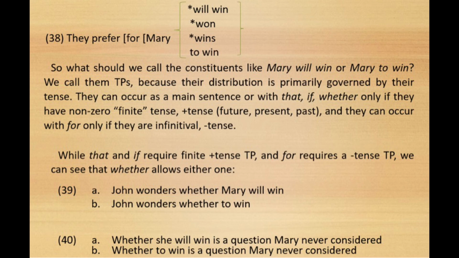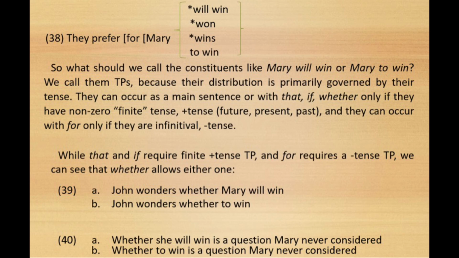So what should we call the constituents like Mary will win or Mary to win? We call them TPs because their distribution is primarily governed by their tense. They cannot occur as a main sentence or with that or if unless they have non-zero finite tense: past, future, present. They cannot occur with for unless they are infinitival or non-finite tense.